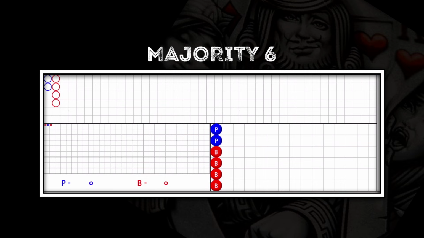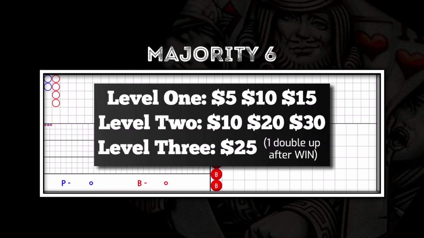Now, as far as money management goes, do not martingale, okay? Believe me, it does not work long term. We are going to use bet spreads instead. I'll put up the bet spread that I'll be using. Very simple. We're going to start off on level 1 with $5, and then 10, followed by 15. Level 2, 10, 20, 30.